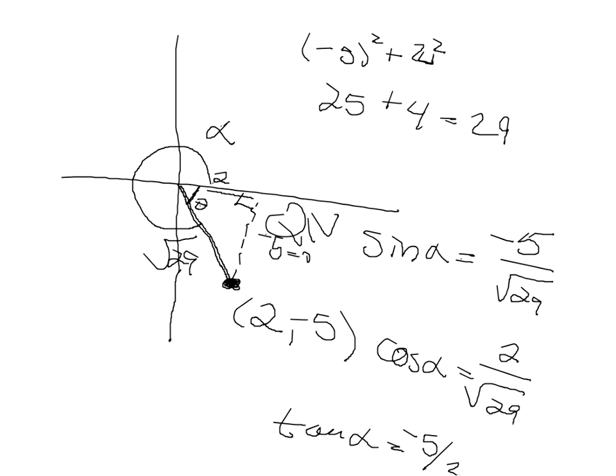And in quadrant 4, we have sine is negative, cosine is positive, and tangent is negative. In the first quadrant, they're all positive.